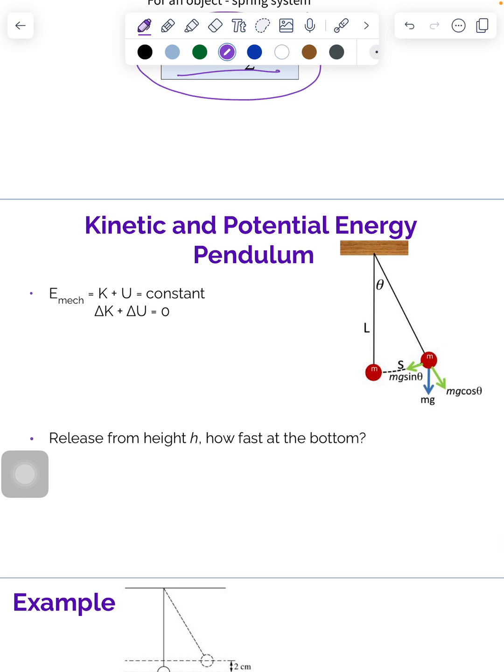And then here we have kinetic and potential energy for a pendulum. Well, at the top here it's going to be all U, the bottom here it's going to be all K, and this says release from height, how fast will we go at the bottom. Well, the total has to be equal to a constant, so the change in potential energy plus the change in kinetic energy will equal 0.